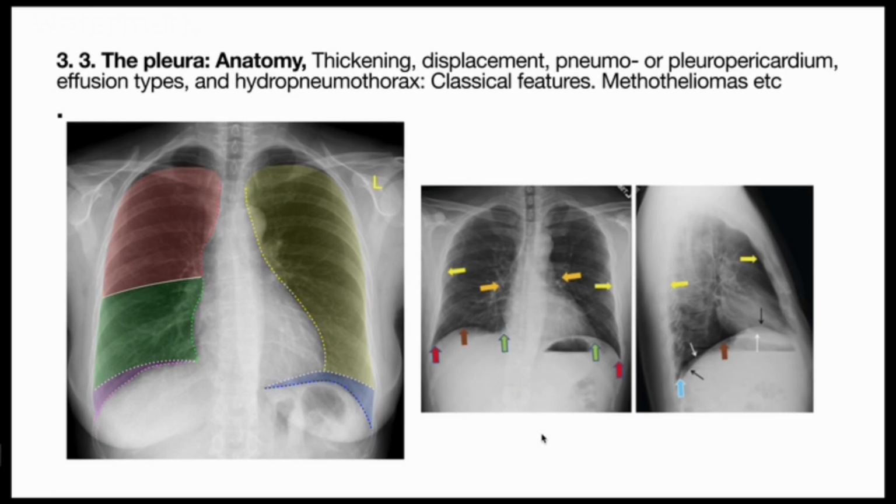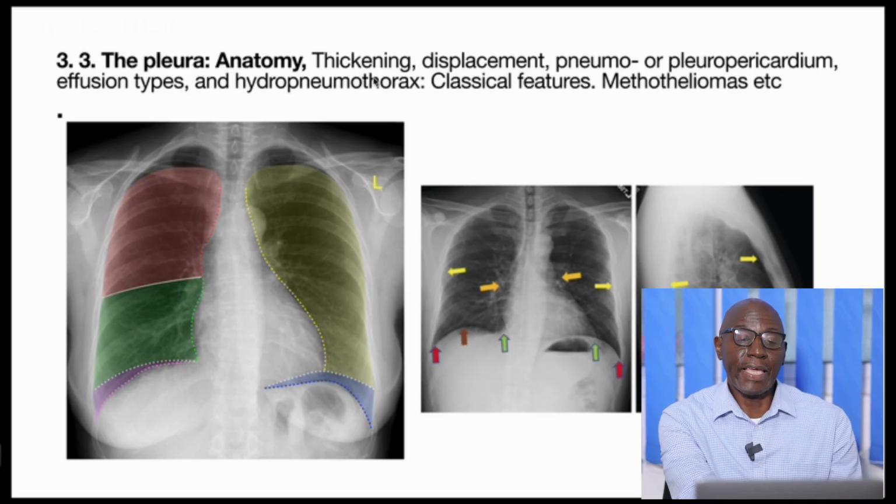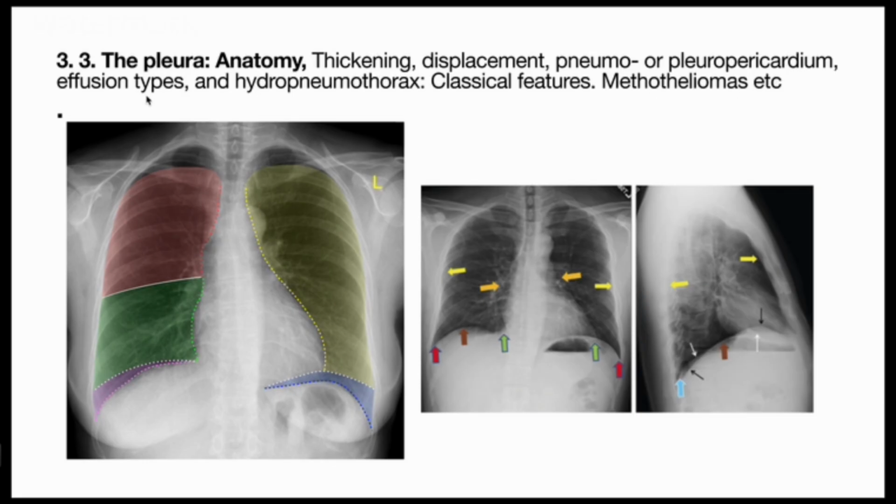Now, when you're looking at the pleura, these are lung coverings, and of course we want to examine whether they are thickened, they are displaced, whether we have a pleuropericardium, or we have an effusion, we have a hydropneumothorax. All these are very indicative of pleural anatomy.